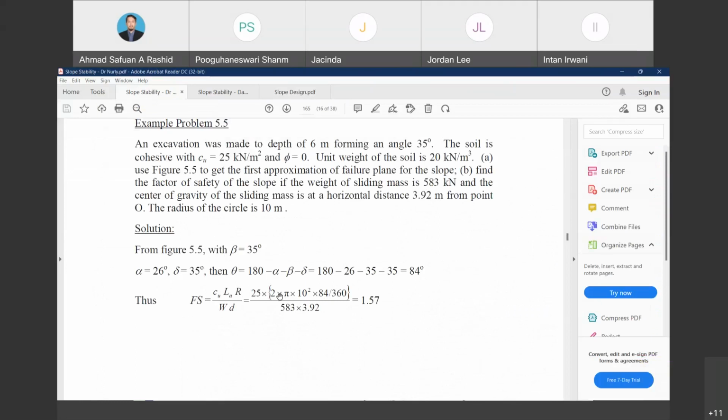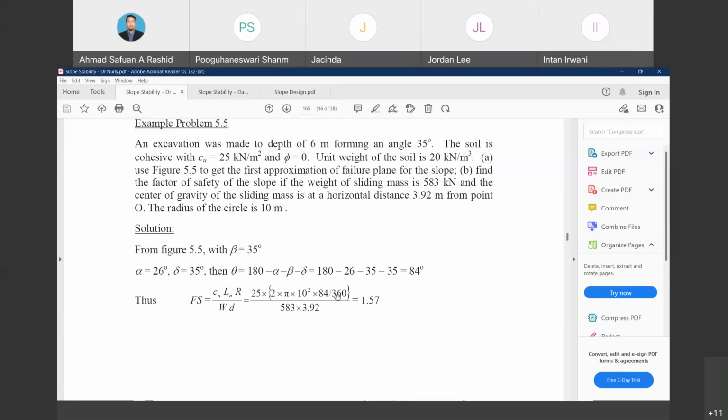Normally to get LA, it is R theta. Oh, this is the radius, not the diameter. So R directly is 10, times 84 over 180. That is for the L, and then multiply with another R, which is 10. A little bit confusing here because Dr. Noli used 2 pi, so when divided by 360 it becomes 180.